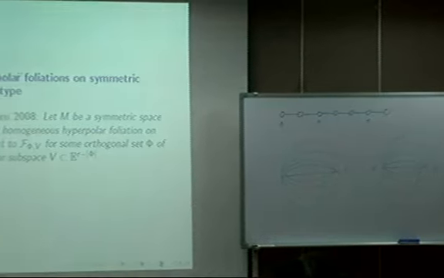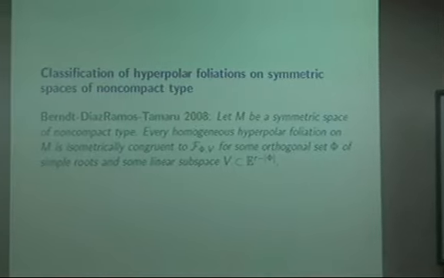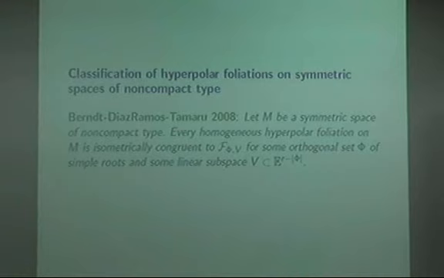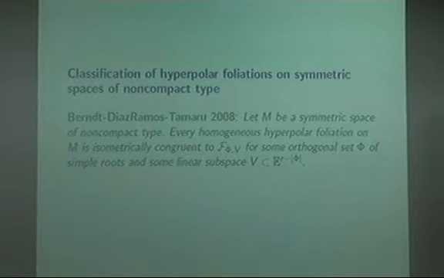And then the theorem, that's what we proved with Diaz-Ramos and Tamaru last year: when we have a symmetric space of non-compact type, every homogeneous hyperpolar foliation on M is isometrically congruent to one of these foliations that we construct in this way for some orthogonal set phi of simple roots and some linear subspace V in the Euclidean space. So that's all. This diagrammatically shows what the possible hyperpolar foliations on a symmetric space are.